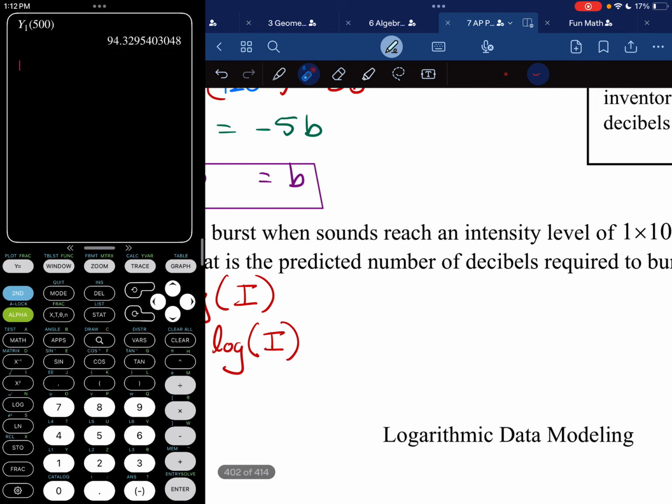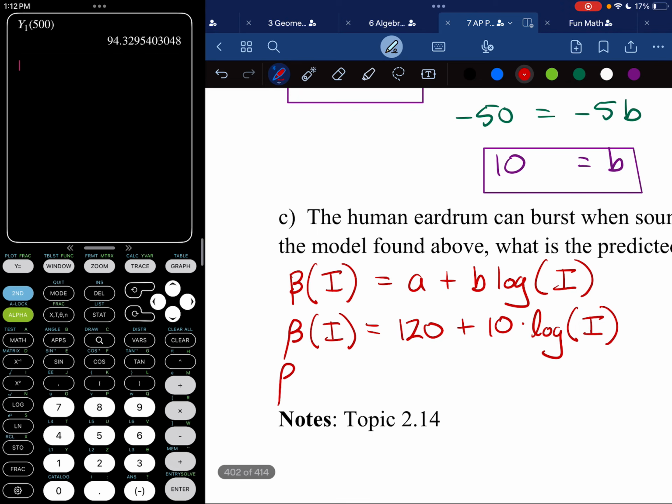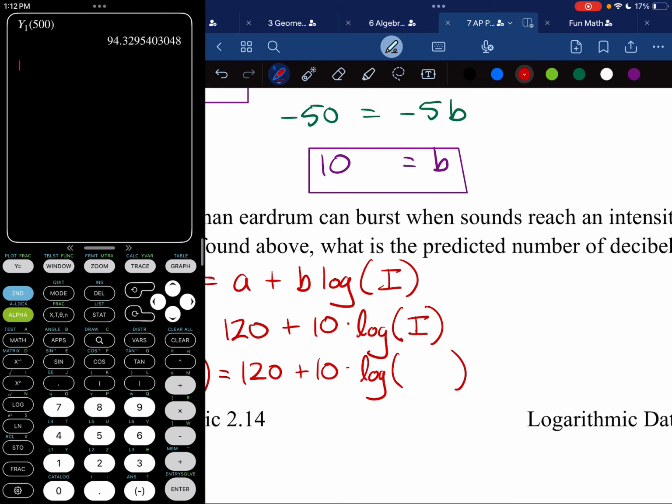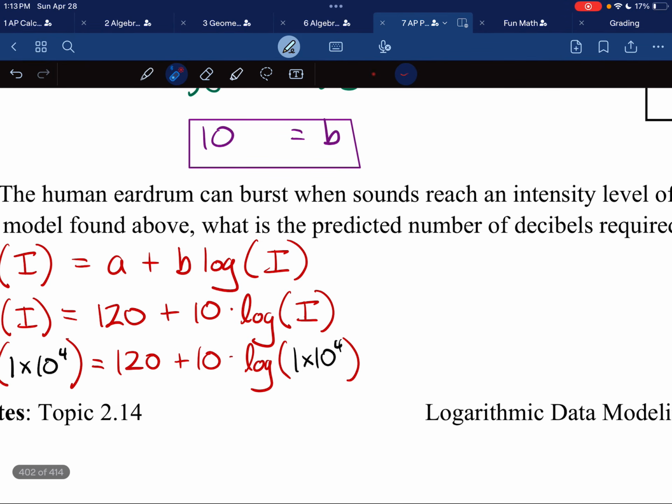And now I need to plug in my intensity. My intensity is 1 times 10 to the 4. So I'm going to come down here and say that when I do my beta of 1 times 10 to the power of 4, that is equal to 120 plus 10 times log of that 1 times 10 to the 4. And I know what this is. I don't even think I need a calculator for this question. Because I already told you guys that the shortcut here is this entire thing is just that exponent number. So all of this is going to turn into a 4. Let's go ahead and say that.